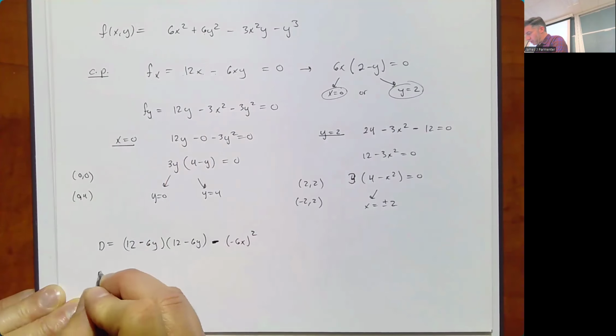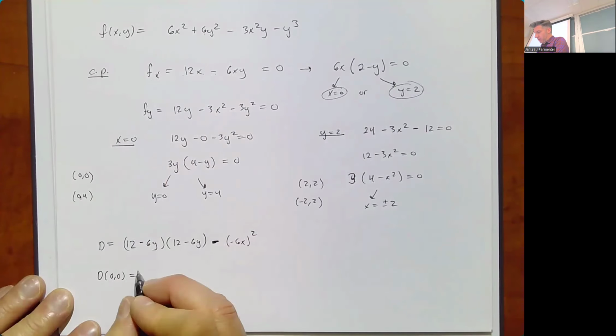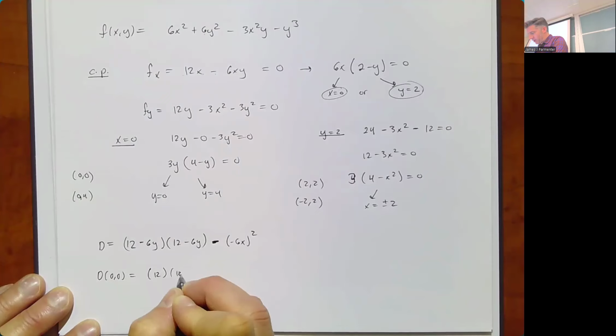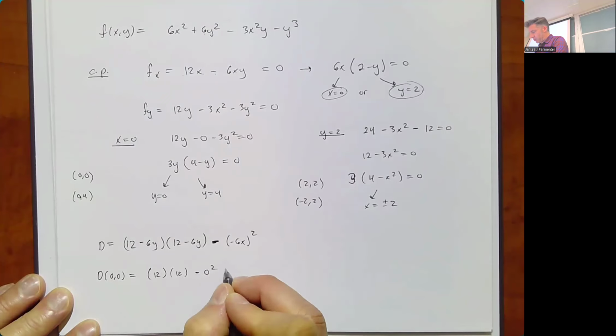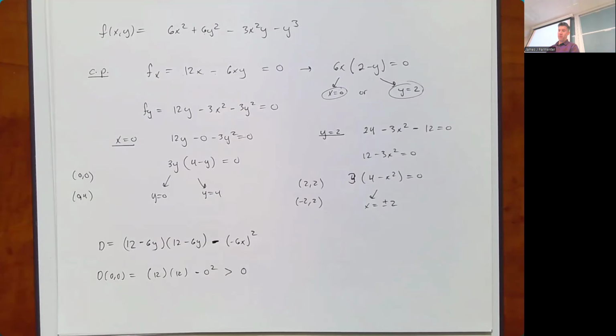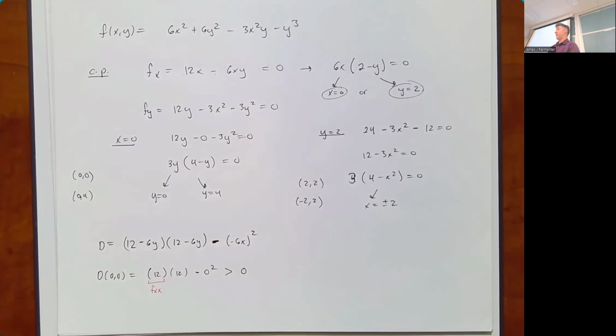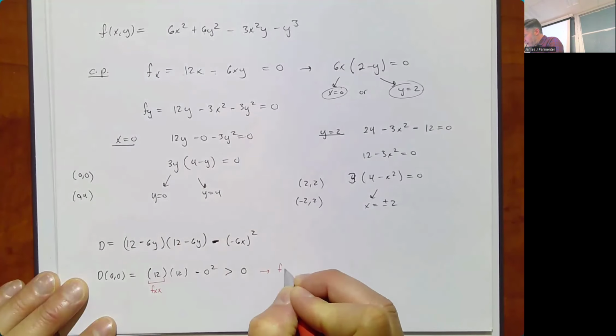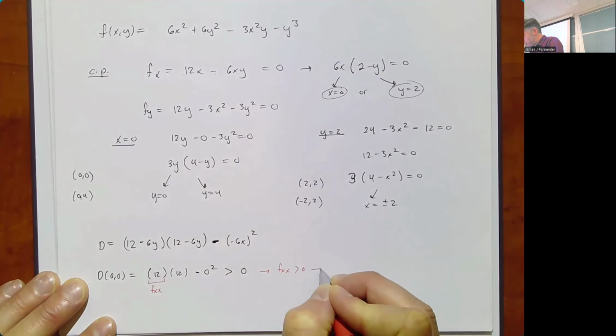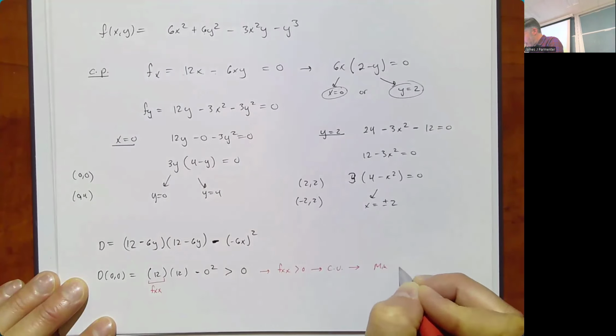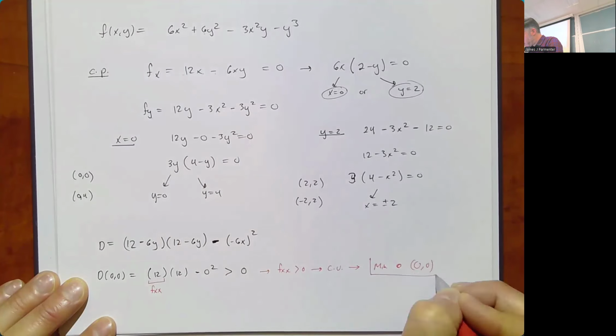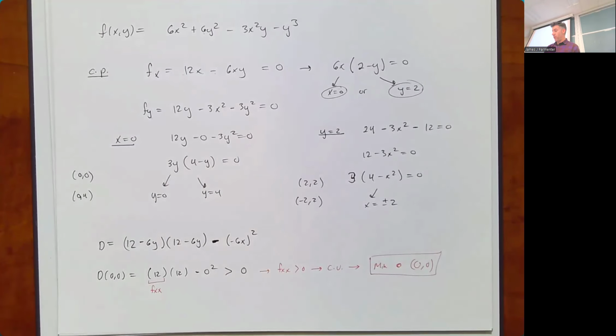So if I plug in the critical point 0, 0, look what happens. I get 12 minus 0 times 12 minus 0 minus 0 squared. That's going to be greater than 0. I don't actually care that it's equal to 144. Since it's positive, we know we either have a maximum or a min. This is also why I don't simplify it, because then you can just see there's your fxx. Since fxx is positive, we know we have concave up, which means we have a min. So fxx is positive, concave up, we have a minimum at 0, 0. And then you can do the same thing for the other three critical points.